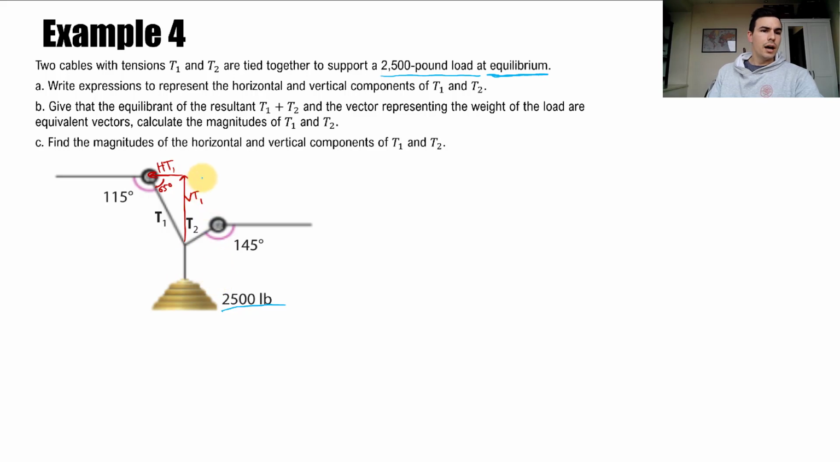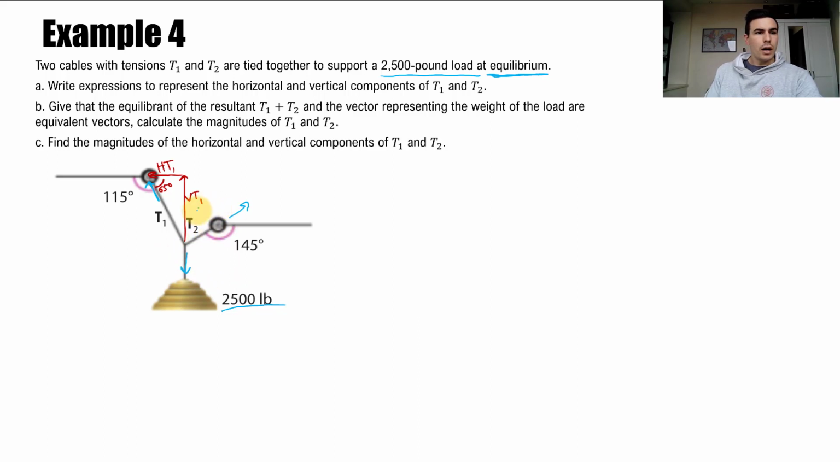So you can see here, I have written the vertical and horizontal components for T1, and I wrote them going up. Because if my load here is pulling down, then my tension is going to be pulling up in some way, pulling this way, to keep this load from hanging in the air.